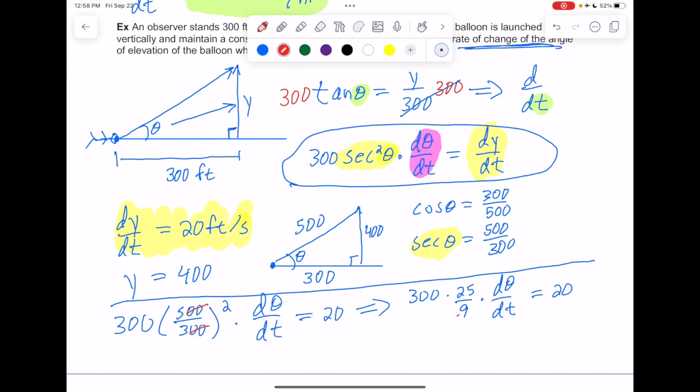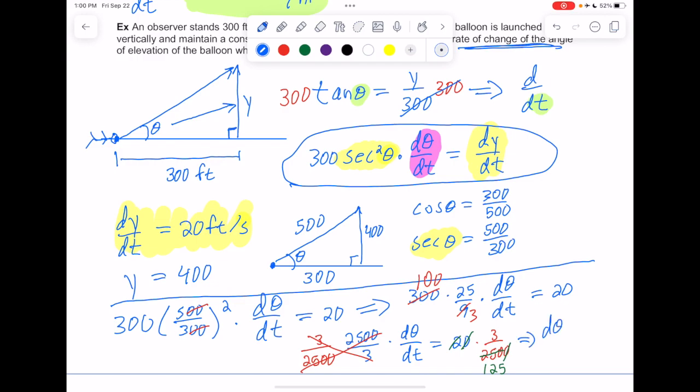All right, so just continuing to simplify, 3 goes into 9 3 times, 3 goes into 300 100 times. So where are we at this point? We have 100 times 25, or 2500 over 3 times d theta dt, is equal to 20. And then to get d theta dt by itself, we can multiply both sides by the reciprocal, which would be 3 over 2500. That would make these cancel over here. Do the same thing on the other side, 3 over 2500. And now we have d theta dt by itself. Doing a little bit more simplification, we can cancel this zero with one of those, and then 2 would go into 250, 125 times. So d theta dt is equal to 3 over 125.